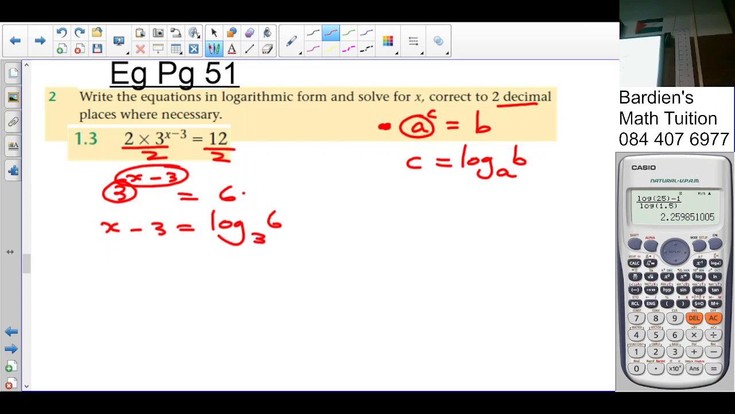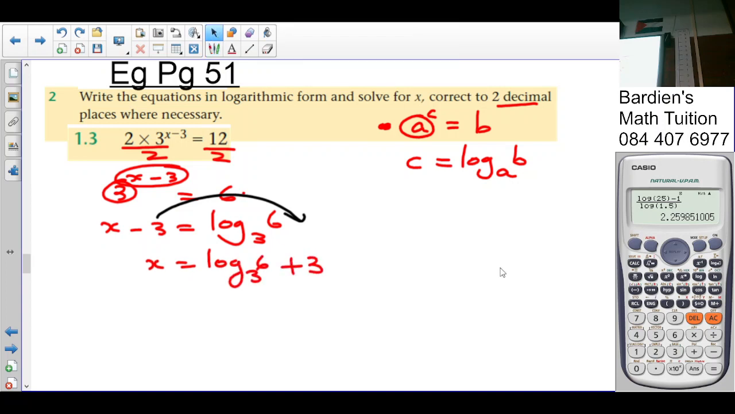How do we isolate the x? We get x on its own, so the negative 3 goes over. So x is equal to log 6 base 3 plus 3. Let's put that in the calculator. Again, we're going to use that one because we have a base of 3 there. So it's log 6 base 3 plus 3. That gives us 4.63. So x is equal to 4.63.